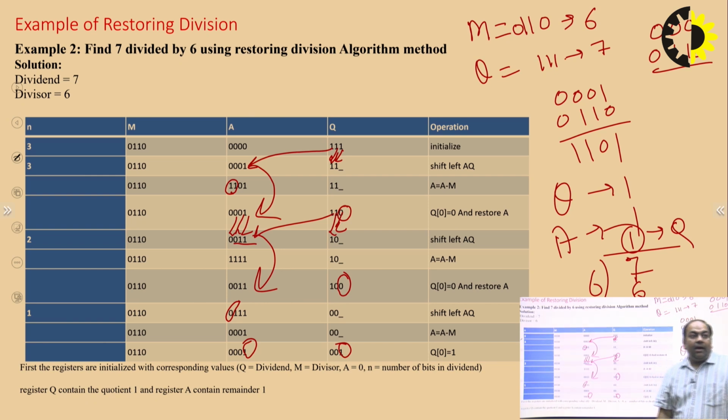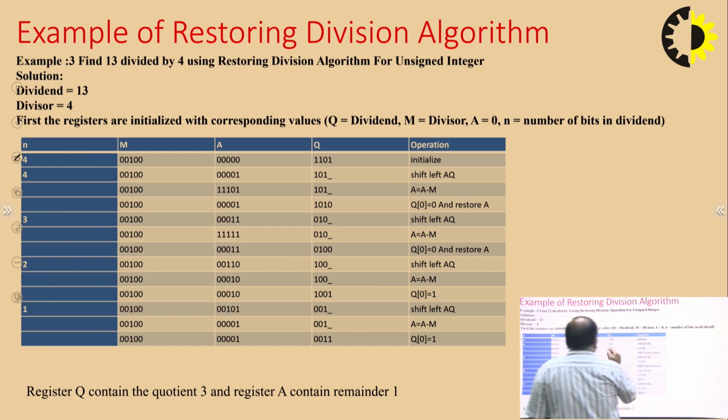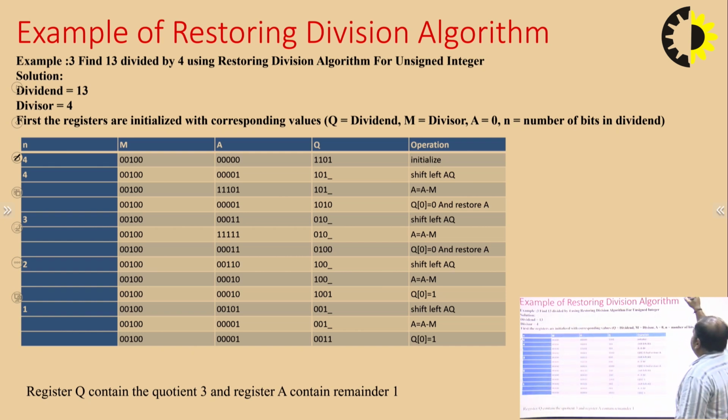Okay. Now we come to example 3, where we are doing the same division, which is 13 divided by 4. Same initialization we do. I am again taking this third example to make the concept more clear, how we are doing this division. So same we are applying the value of Q.